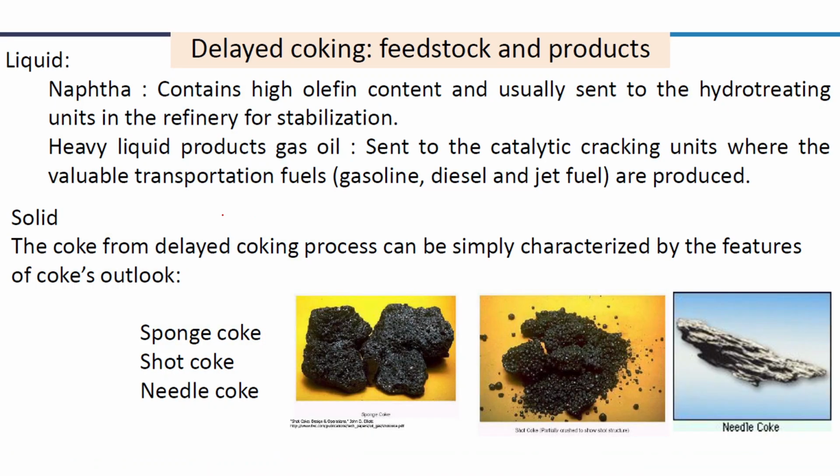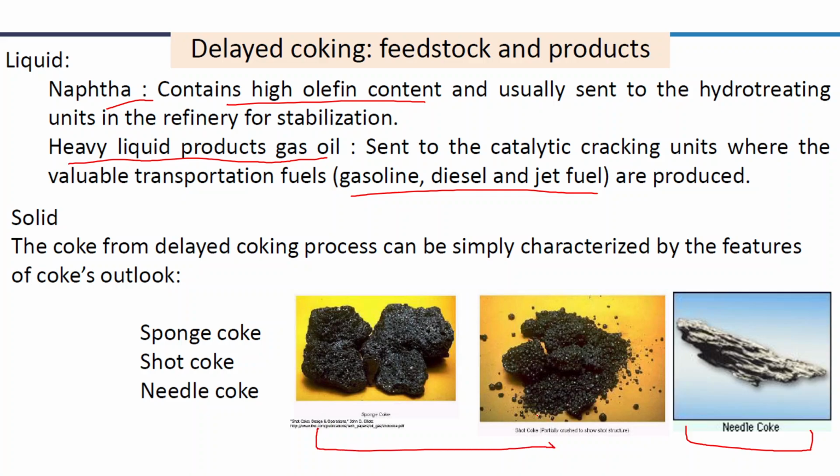So basically, the products consist of coker gas, C3 such as LPG, and lighter ends that can be used as fuel gas. The liquid product, naphtha, contains high olefin content, and heavier liquid products, gas oil, which is basically gasoline, diesel, and jet fuel, are produced. And the coke, as I told, the finer grade coke produced by the polymerization of aromatics is the needle coke, which you can see is in the form of needles. And the coke produced from asphaltenes and resins is of two types: the first one is sponge coke and the second one is shot coke. It is in the form of a spongy structure.